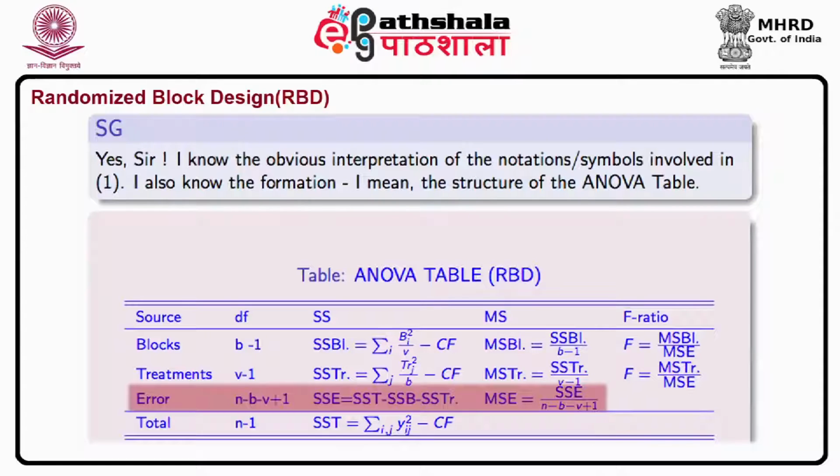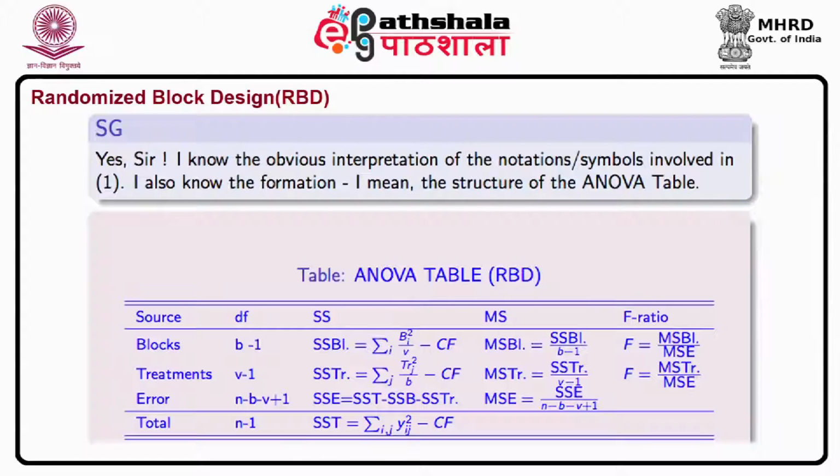That is the degrees of freedom. So here is the total degrees of freedom, that is N minus 1, and total sum of squares, which is equal to sum over ij, yij square minus the correction factor. Note that in this table, the mean square computation for the total does not make any sense. Mean square computation for the blocks, yes. For the treatments, yes. For the errors, yes.